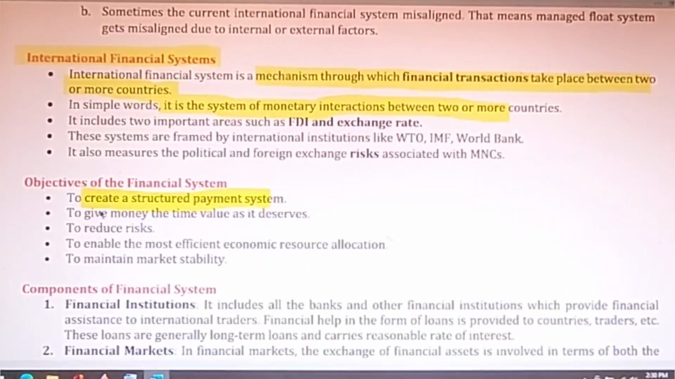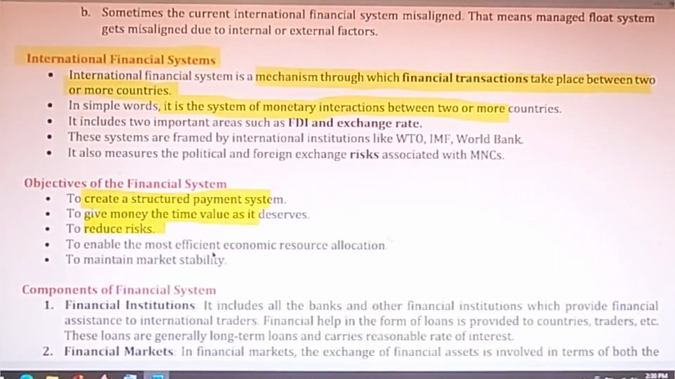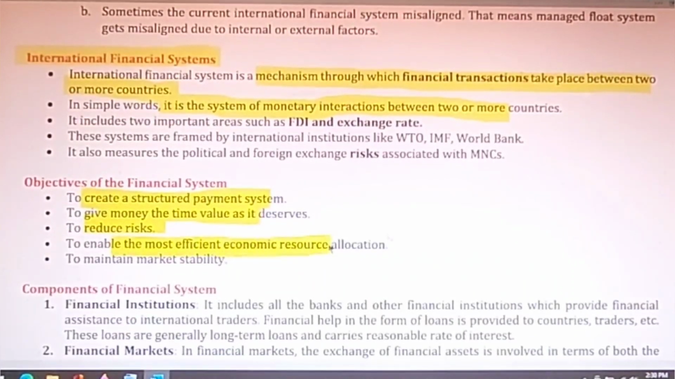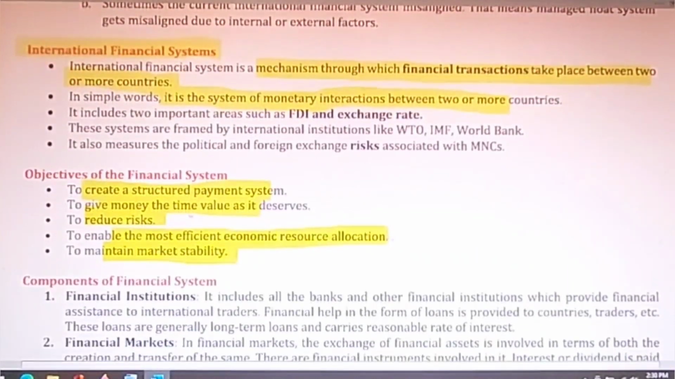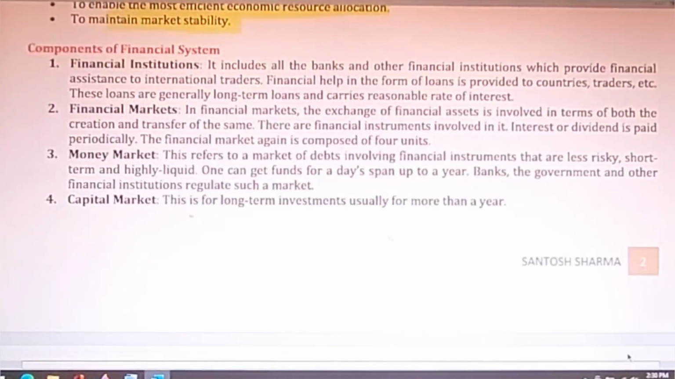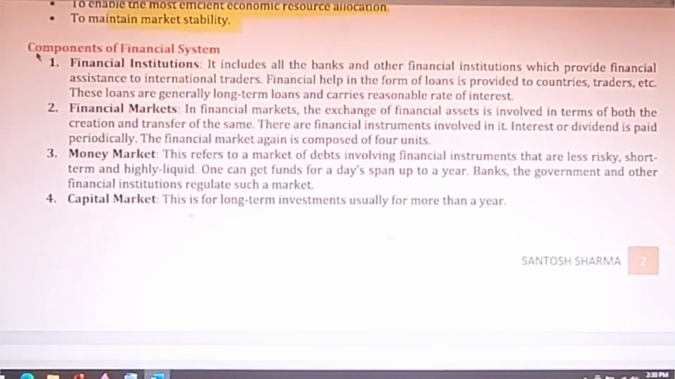to give money the time value that it deserves, to reduce international risks, to enable the most efficient economic resource allocation, and to maintain market stability of the currency as well as of the economic conditions. And these are the main components of the financial system.